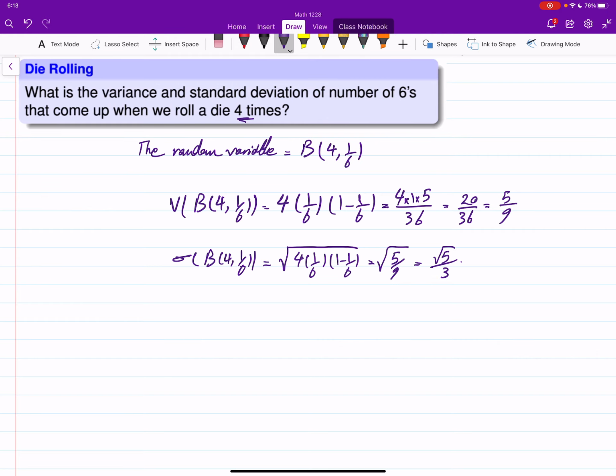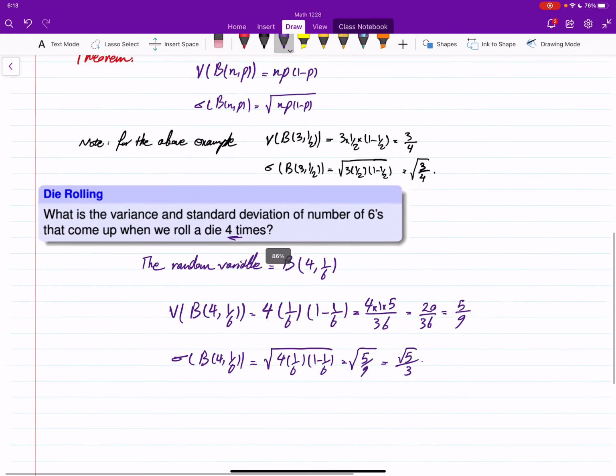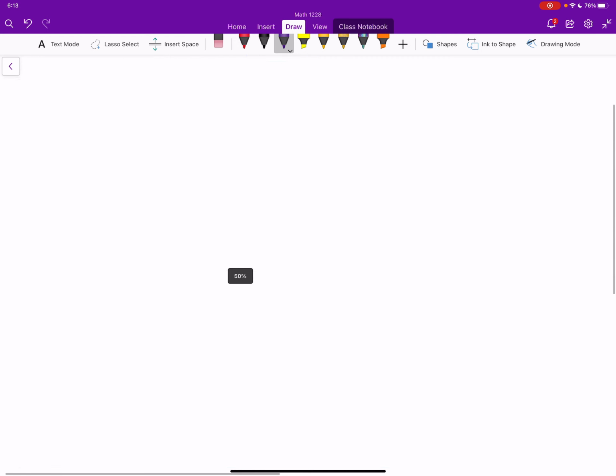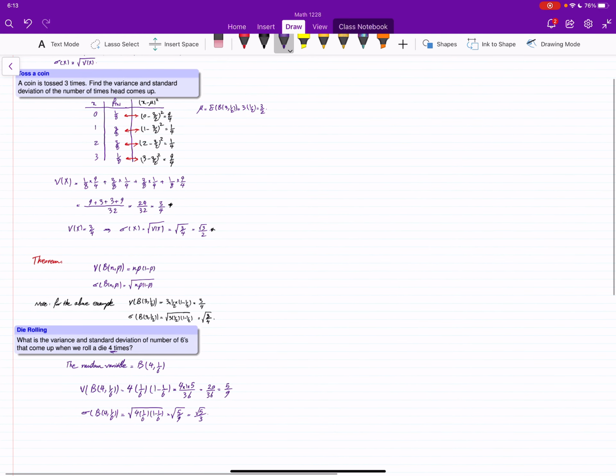So the upshot is that when the random variable you are working with is a binomial random variable, you do not need to make the table and all those things. You just go ahead and use these formulas, and your life is going to be colorful, easy, nice.